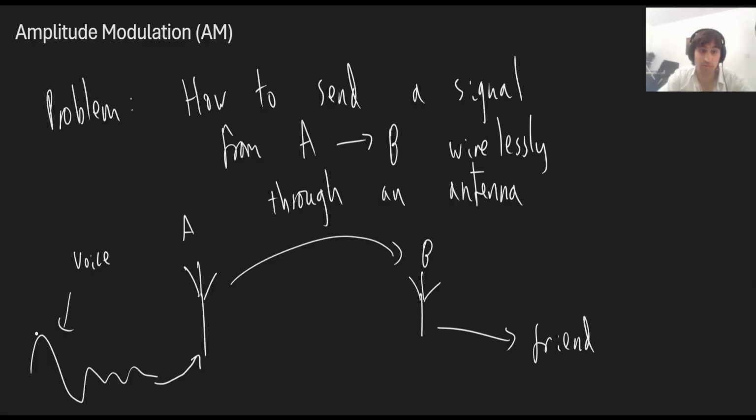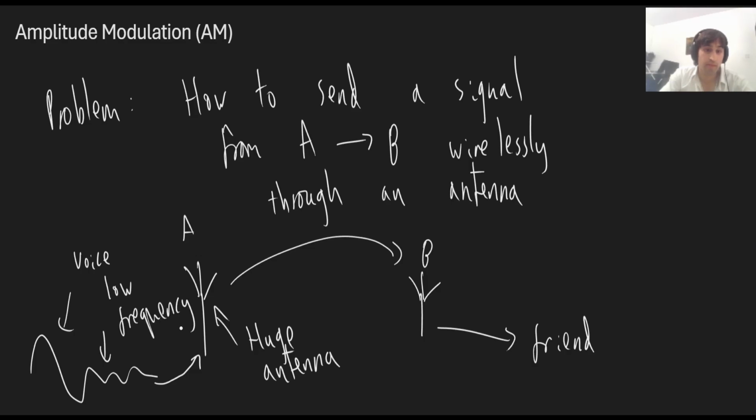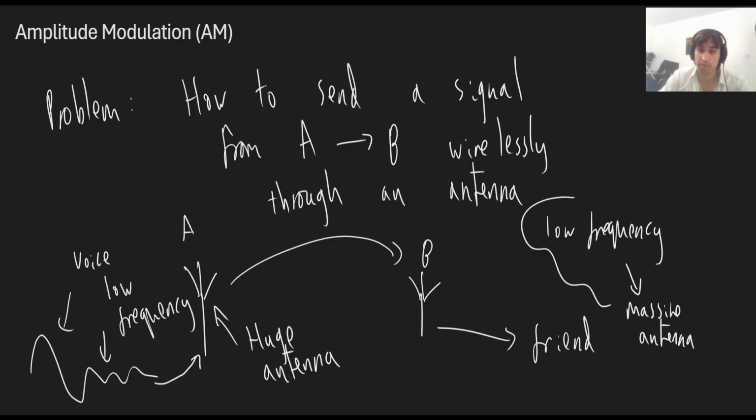Now, you might think you could simply send your voice data to an antenna, but, well, you can, but you would have a huge antenna. So that antenna has to be huge. And the reason we are using a huge antenna to send our voice data is because our voice data has a low frequency. Now, I won't go into the specific mathematics. However, if you want to send a low frequency signal through an antenna, you need a massive antenna. And that's the problem here.